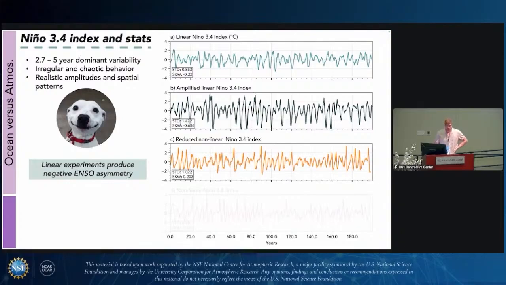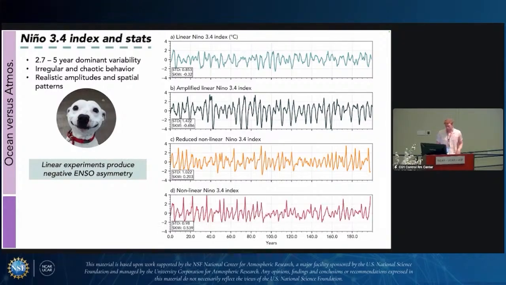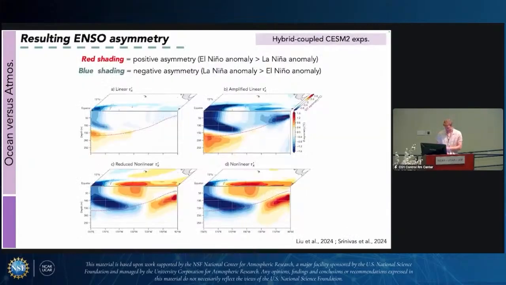When you start to add those in, then we get things that look a lot more like observations. So if you look at the -2 degree C line, our La Nina amplitudes are drastically reduced, and we're getting strong El Ninos, much like we observe in observations. And the skewness here is about 0.2, but only by adding the full nonlinear term can we get statistics which look exactly like we see in observations. So this is really highlighting that the atmosphere is the critical driver of creating this fundamental asymmetry in ENSO.